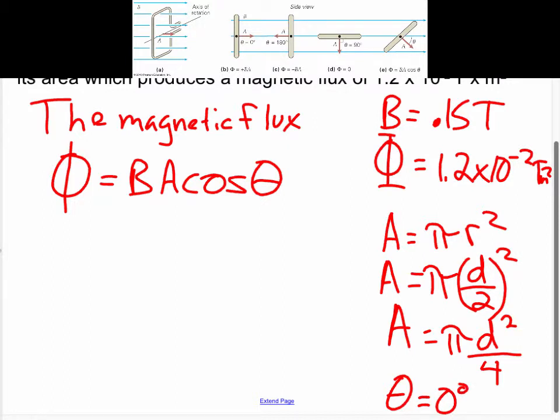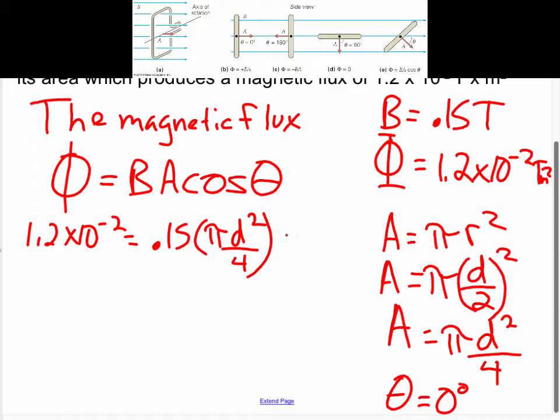And so I think if we plug everything in, we have nothing but numbers and the variable d. So this is going to be 1.2 times 10 to the negative 2 is equal to 0.15 times pi d squared all over 4 times cosine of 0 degrees. Okay?